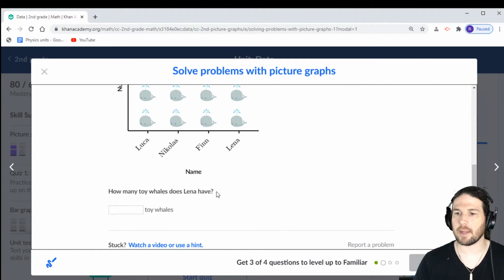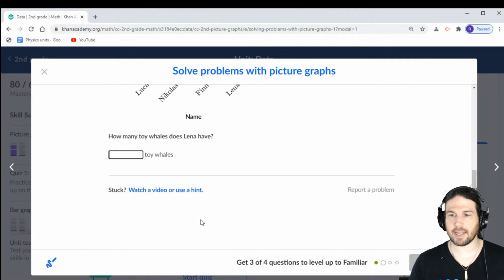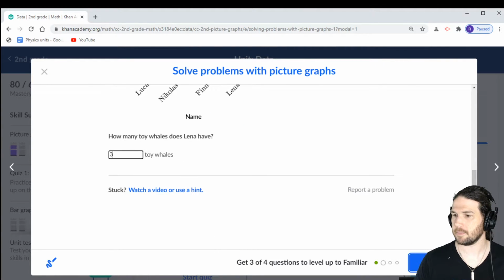How many toy whales does Lena have? Well, there are 14 total, and I see 1, 2, 3 of them in Lena's column, so Lena has 3 toy whales.